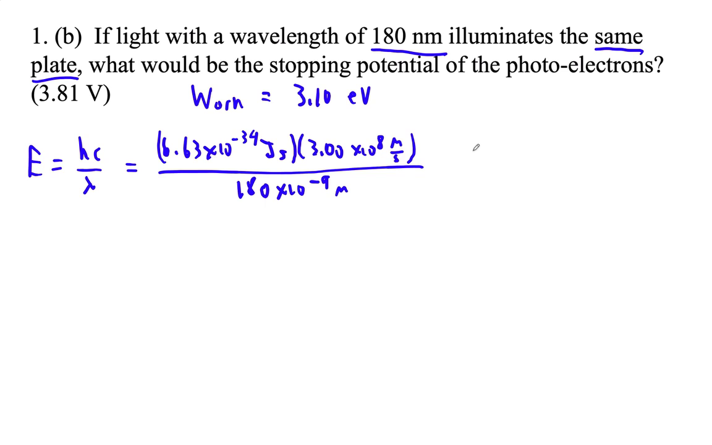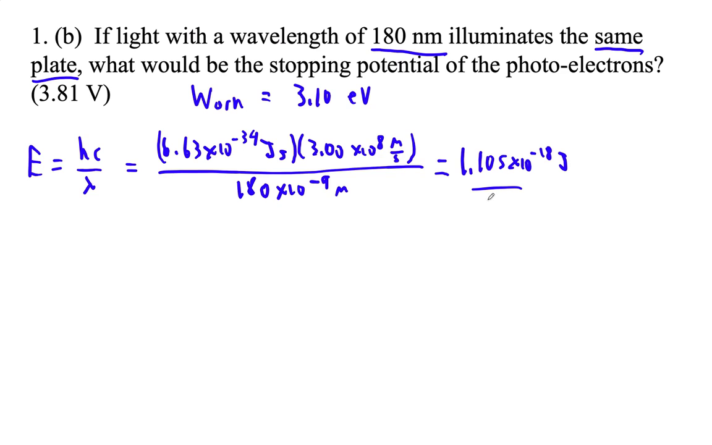And then I gotta go here. I'm so lazy that I'm actually just using the thing I just typed in. So 180 times 10 to the minus 9th. And this is going to give us an answer, of course, in joules. If you look at the units here, seconds and seconds cancel, meters and meters cancel, we'll end up in joules. 1.105 times 10 to the minus 18th joules.